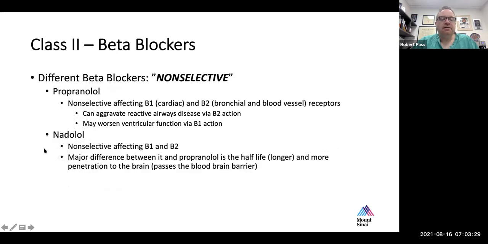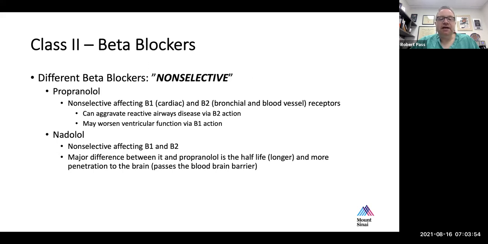There are different types of beta blockers. First, let's go through the so-called non-selective beta blockers, and those are propranolol and nadolol. They're called non-selective because they affect both the beta-1 or the cardiac receptors, as well as the beta-2 or the bronchial and blood vessel receptors.